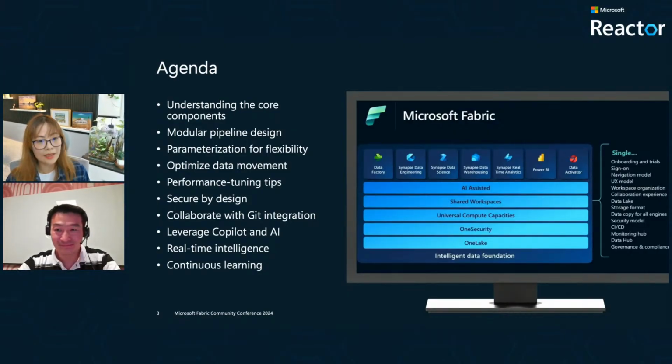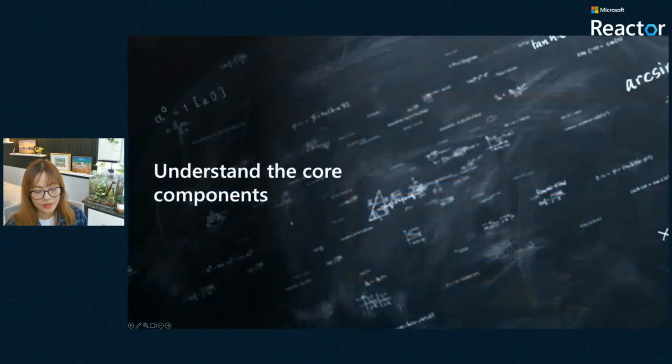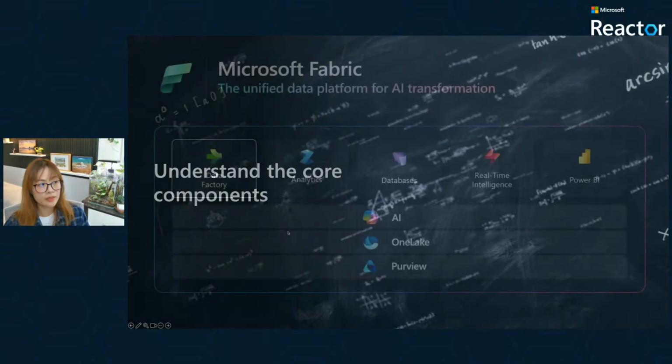So we'll be discussing these things on the agenda: understanding the core components, modular pipeline design, parameterization for flexibility, optimizing data movement, performance tuning tips, secure by design, collaborating with Git integration, leveraging Copilot and AI, real-time intelligence, and also continuous learning. So first, let's understand the core components.